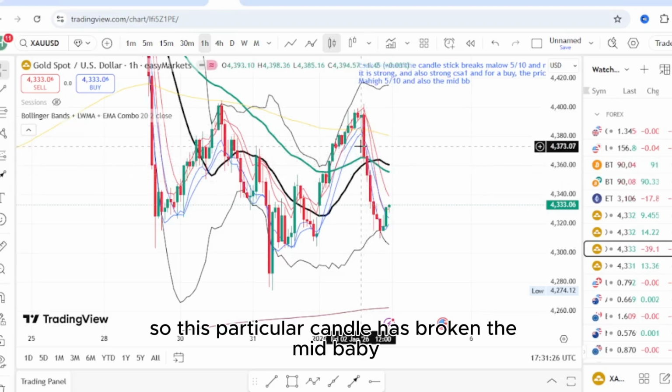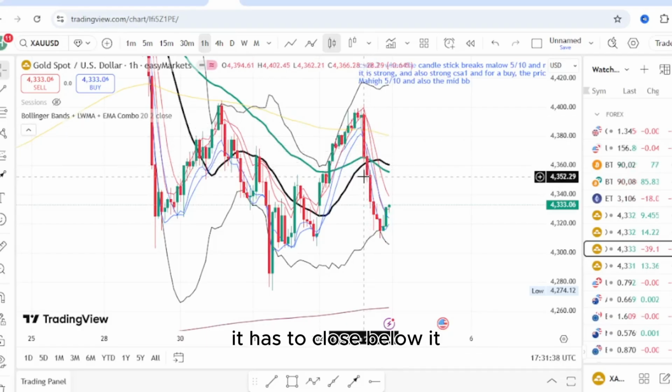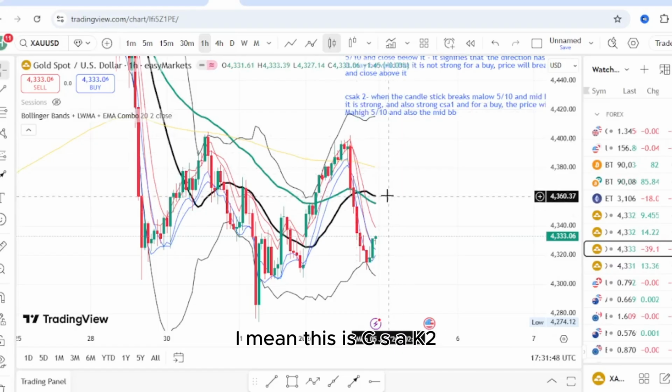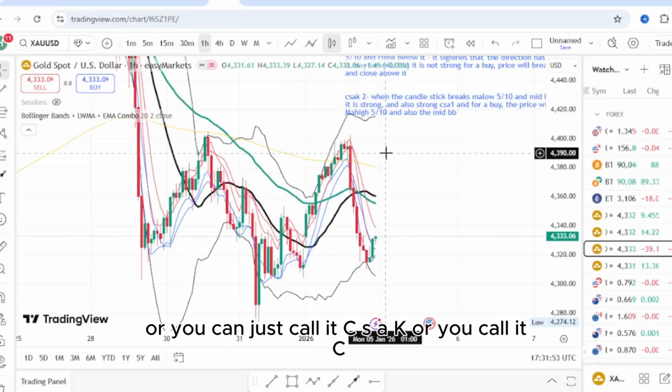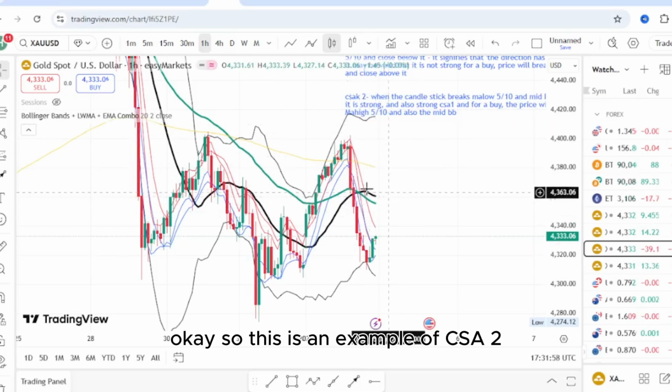This one broke the low and also broke the mid BB. It has to close below it. As you can see, this closed below it. So when you see this happen, it means there is a CSAK. Sorry, I mean this is CSAK2, or you can just call it CSAK, or CSA2. Okay, so this is an example of CSA2. Price breaks the mid BB and also breaks the low 5 and 10.